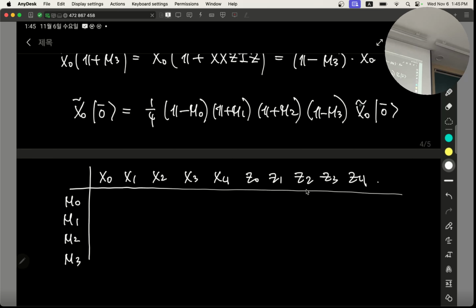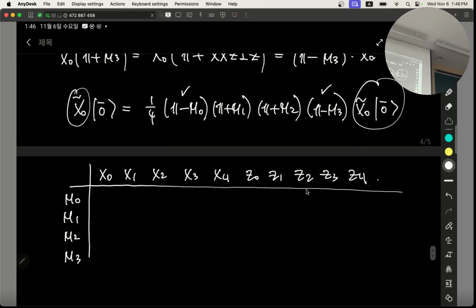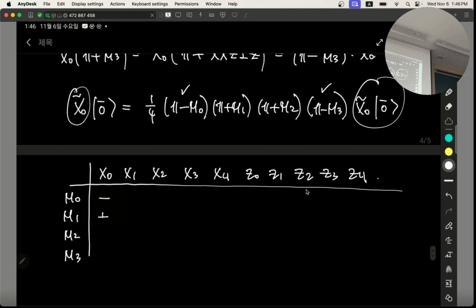So when I change all these, let's see, take this x0 all the way up to here, and I count how many minuses occurred. When x0 is moved all the way to the right, m0 changed the sign, m1 didn't change the sign, m2 didn't change the sign, m3 didn't change the sign.